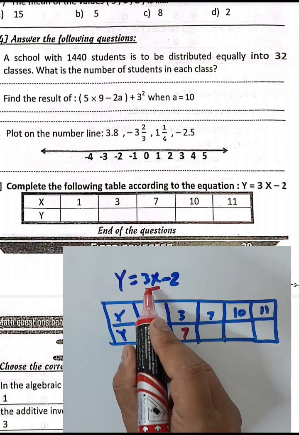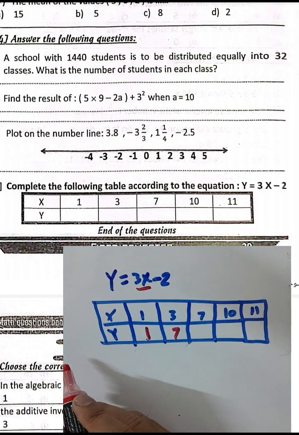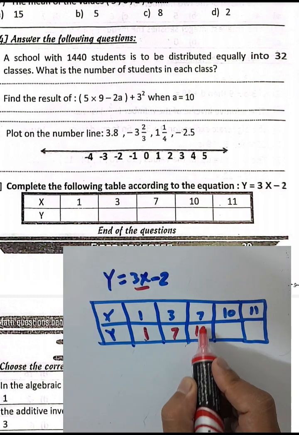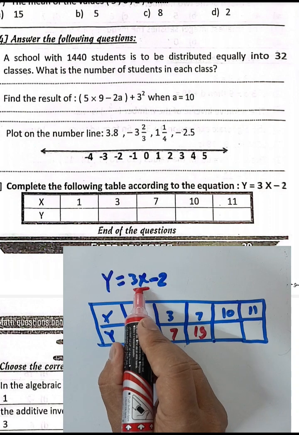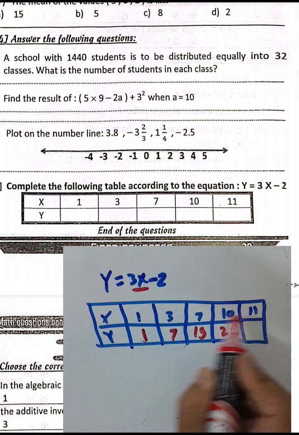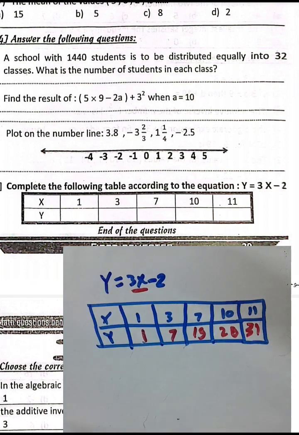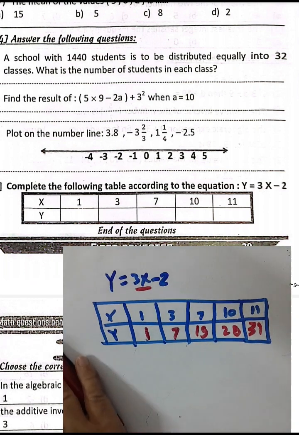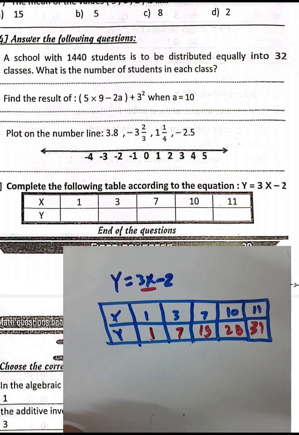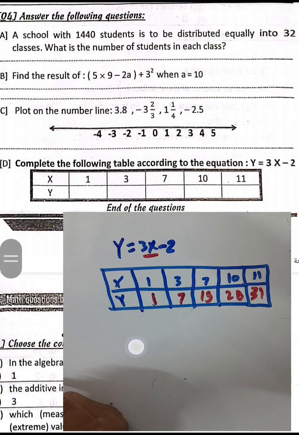Put 7 here. 3 times 7 equals 21. 21 minus 2, it will be 19. 10 times 3 is 30, minus 2 is 28. 11 times 3 is 33. 33 minus 2, it will be 31. Okay, it's the last question here. Understood? It's very easy for you. Okay.